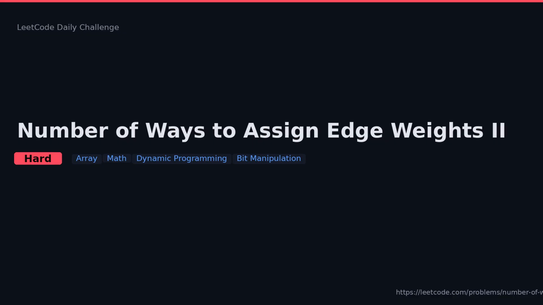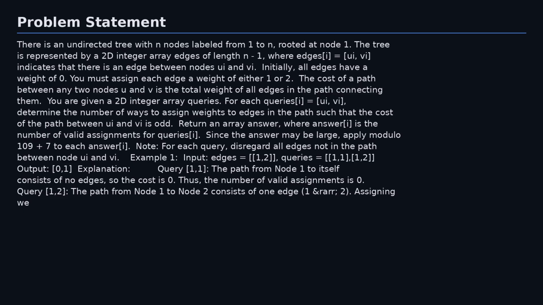Today, we're going to tackle a hard problem on LeetCode, called number of ways to assign edge weights to. This problem involves assigning weights to the edges of a tree such that the cost of a path between two nodes is odd. It's a pretty challenging problem. But don't worry, we'll break it down step by step.